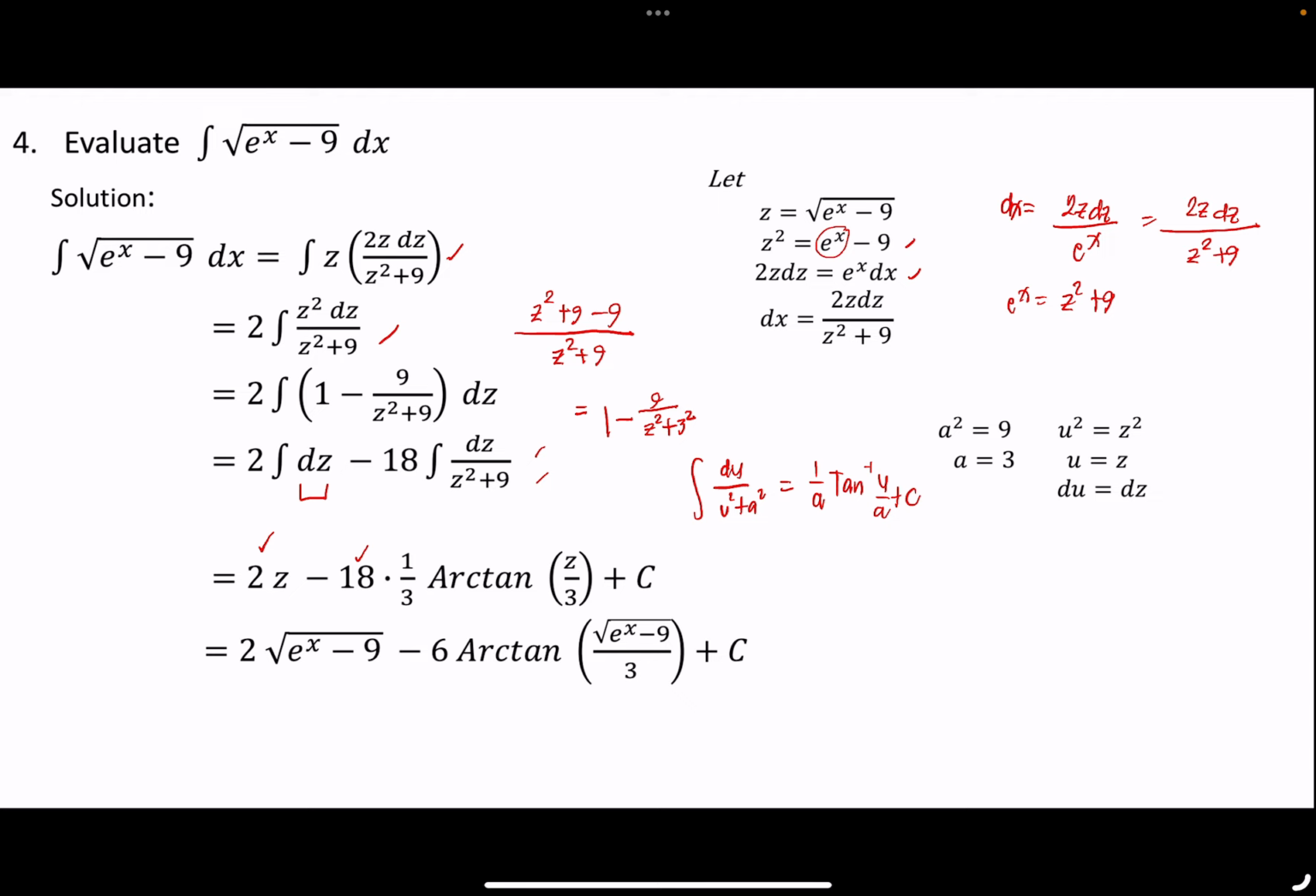And thus, we have 2z, where z is equal to u. So z is equal to square root of e to the x minus 9, minus 18 over 3 is 6 arctangent of z over 3, with z being equal to square root of e raised to x minus 9 over 3. So do not forget the plus c in your integral.